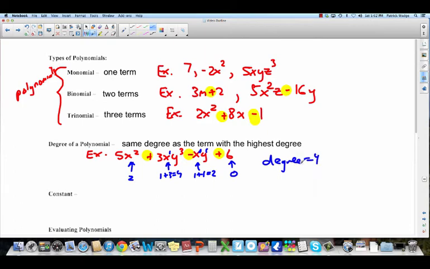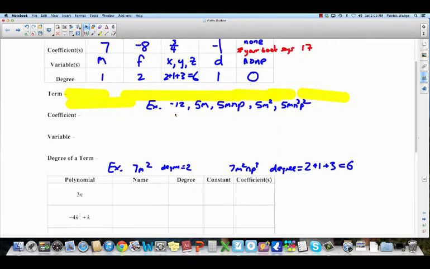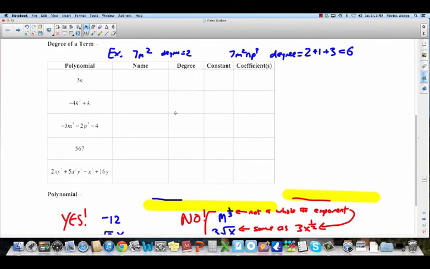Just take the biggest number. Don't add them together. Very common mistake. Constant. I talked about this before. A constant is just a number that's on its own. So if we look back up here at this trinomial, what's the number that's all by itself, that's not multiplied by a variable? -1. In this question, the term 3m plus 2, the constant, is the number all by itself, doesn't multiply by a variable, 2.